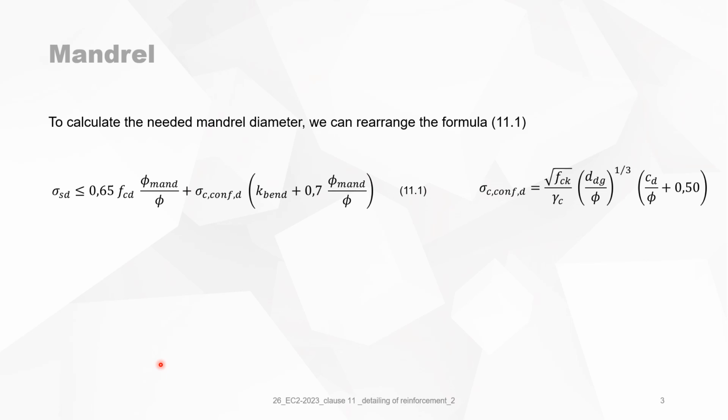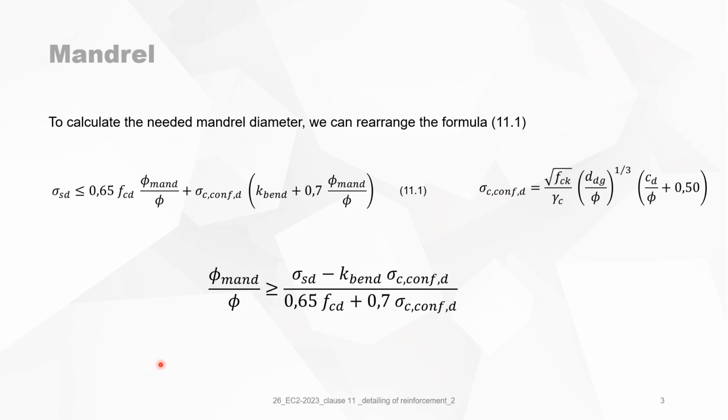So now we know that in most cases you will use a mandrel diameter which is larger than the minimum value. Let's look at formula 11.1 and rearrange it so that we take the ratio of the mandrel diameter divided by the diameter of the rebar, and you will see this must be bigger than what is stated in this formula.